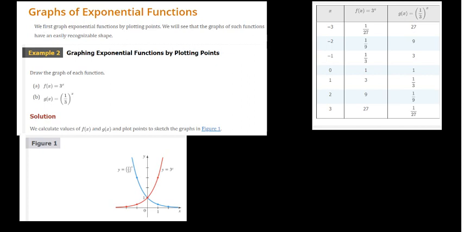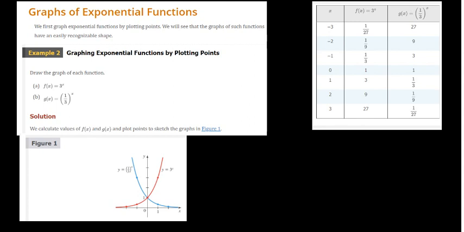Okay, so example 3, draw the graph of each function. So a, f of x equal to 3 raised to the x power, which would be this one. So this is our input, our x values, and this would be our output, our y values, right? So we plug in negative 3, we get 1 over 27, negative 2, we get 1 over 9, and so on and so forth, okay? And as we plot those points, we end up with this red line here.